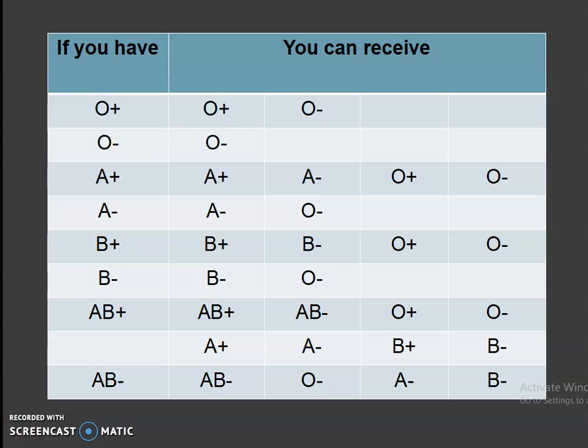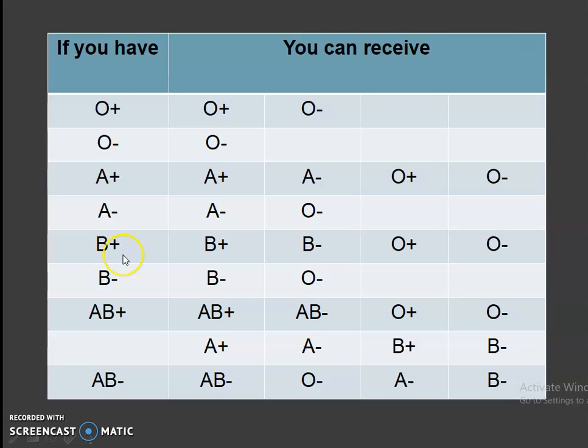In this slide, you can see the different blood groups, and which blood group persons can receive from which donor blood groups. One by one, the O positive person can receive from O positive and O negative. An O negative individual can receive blood only from O negative. An A positive person receives blood from A positive, A negative, O positive and also O negative.